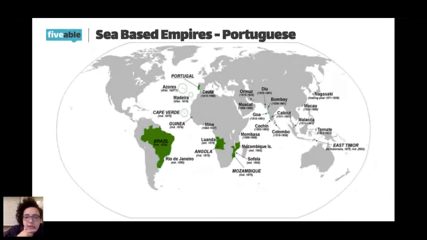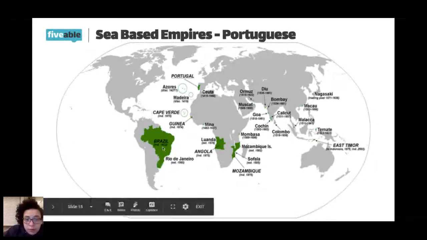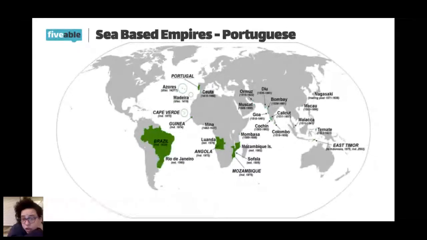But like how they spread their wealth and where. So the Portuguese, obviously Portugal. Brazil would be one of the biggest colonies of Portugal. They become independent in the 19th century, but Brazil is a massive colony for Portugal. You also have Angola and Mozambique, which would have been the two most important African colonies for Portugal.